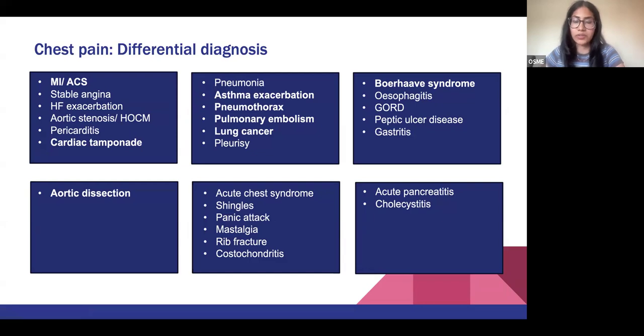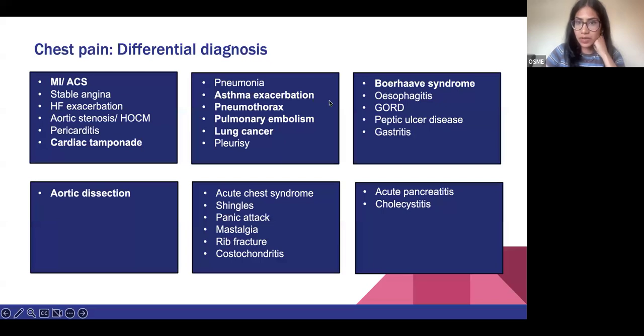Respiratory causes to make sure you don't miss. Things that can cause cardiac arrest are pneumothorax and pulmonary embolism. Asthma exacerbations can also be life-threatening, and obviously you don't want to miss a lung cancer as a cause of chest pain.